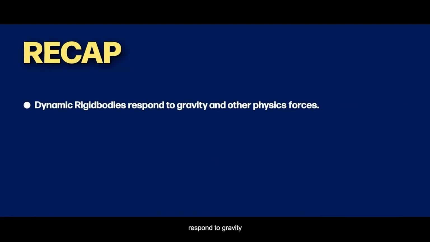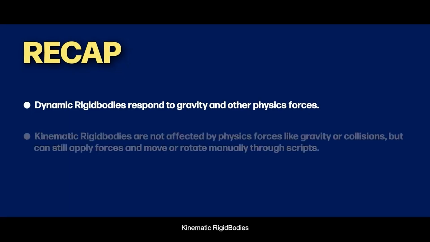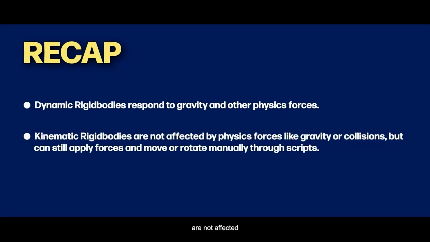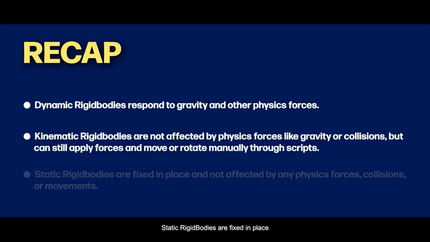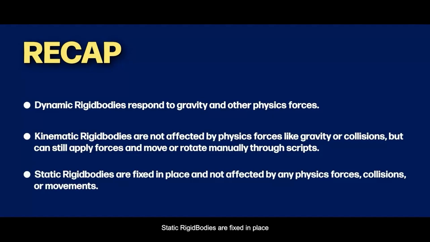Dynamic rigid bodies respond to gravity and other physics forces. Kinematic rigid bodies are not affected by physics forces like gravity or collisions, but can still apply forces and move or rotate manually through scripts. Static rigid bodies are fixed in place and not affected by any physics forces, collisions, or movements.